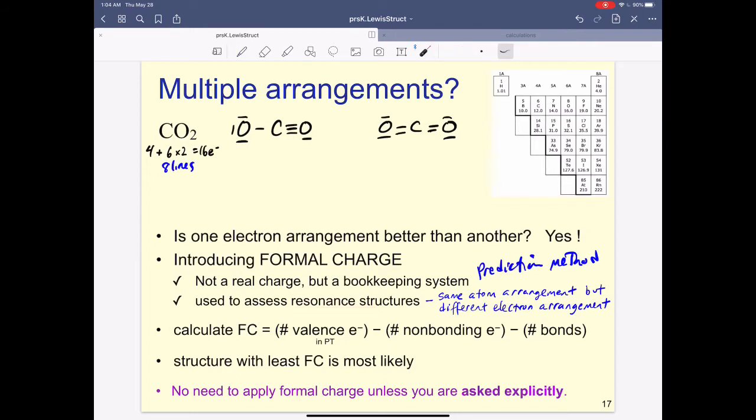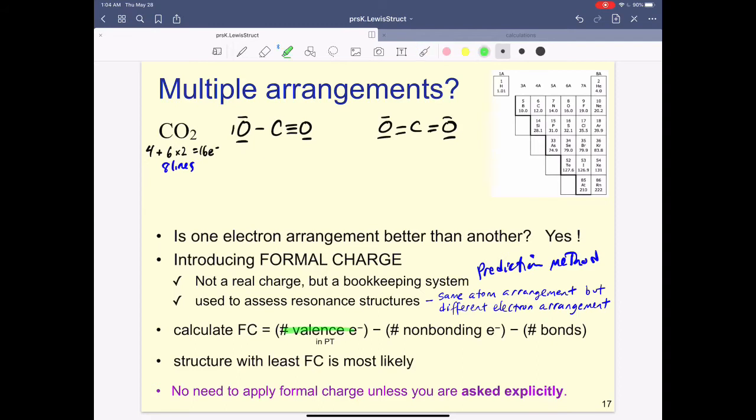This is different from isomers. Same chemical formula, certainly CO2. Same atom arrangement, but different electron arrangement. In other words, we're not shifting which atom is bonded to which, but we're shifting electrons around. And so we have this tool called formal charge, which will allow us to predict which chemical formula might be better than the other. Here's how we'll get this done.